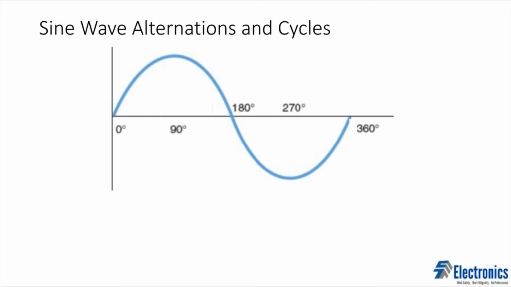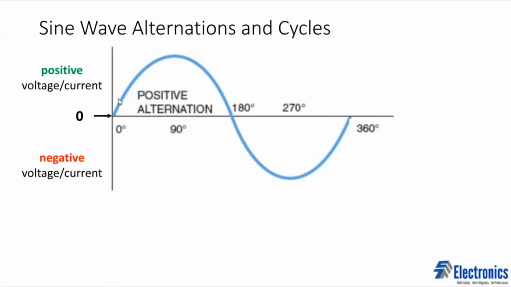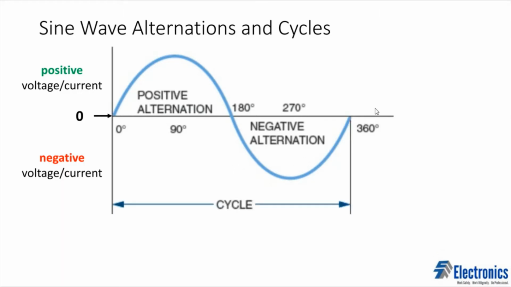So, sine wave alternations and cycles. This line here is our zero, meaning zero voltage or current. As we go above the line, we're looking at positive voltage and current, and when we enter the bottom side of the zero, we're looking at negative voltage and current. This is called our positive alternation, and this is called our negative alternation.